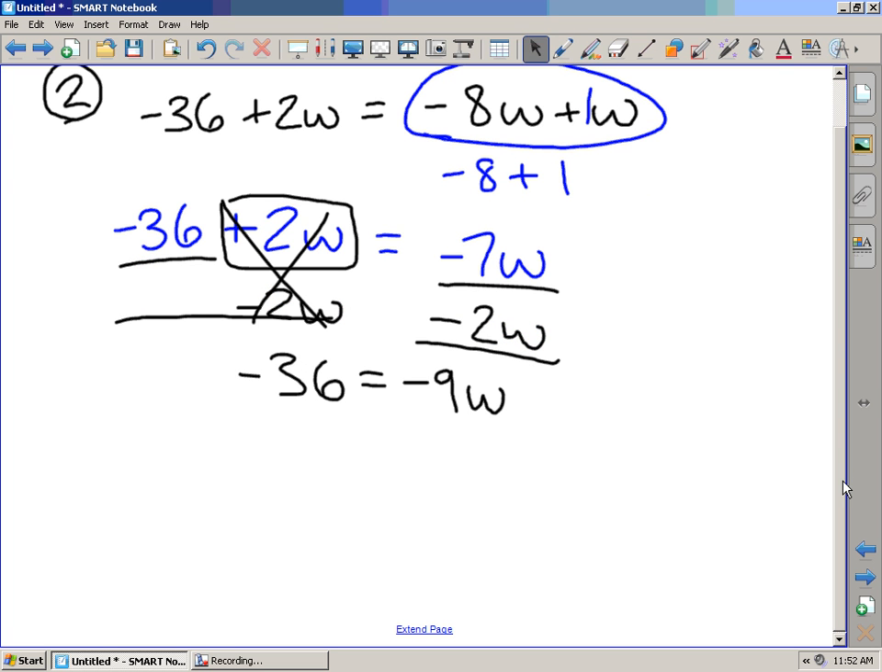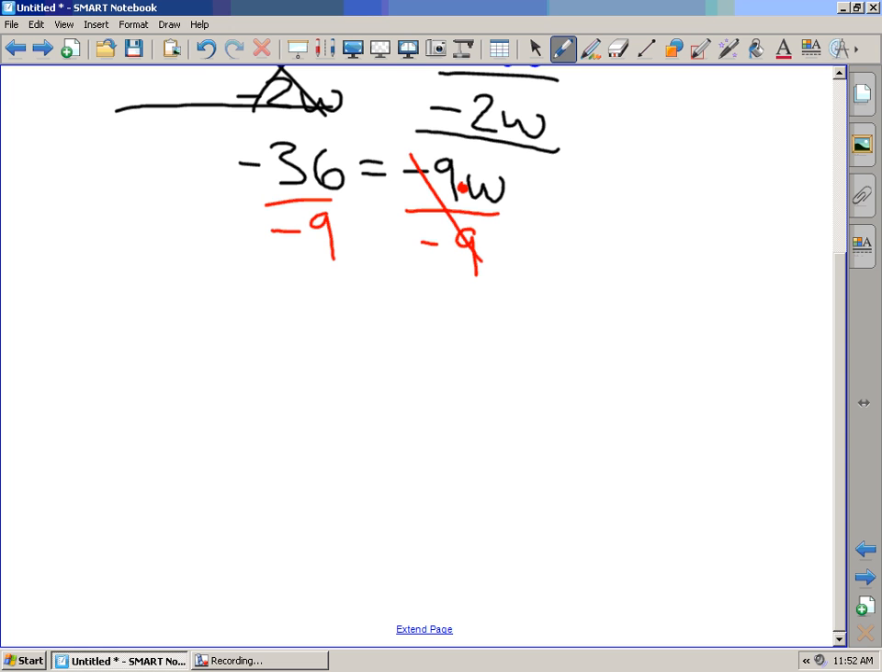The final step here is to divide by negative 9. The operation was negative 9 multiplied by w, so the inverse of that is division. We cancel that on this side, that equals 1w. On the left side, negative 36 divided by negative 9 equals 4. So w equals 4.